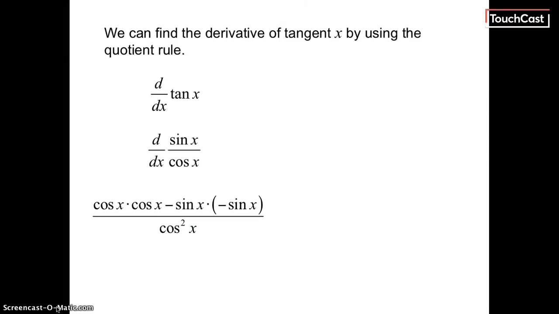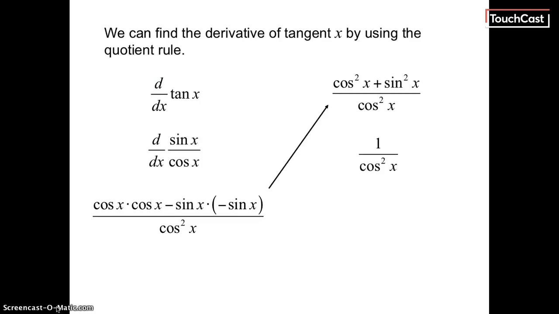That's the quotient rule. So the lower function is cosine multiplied by the derivative of the upper function. The derivative of sine is cosine, minus the upper function, sine of x, times the derivative of the lower function, the function of the denominator, all over the function of the denominator squared. So I get cosine squared of x plus sine squared of x. I hope you recognize that as the Pythagorean identity from trigonometry. Cosine squared of x plus sine squared of x always adds up to 1. And I have my derivative.